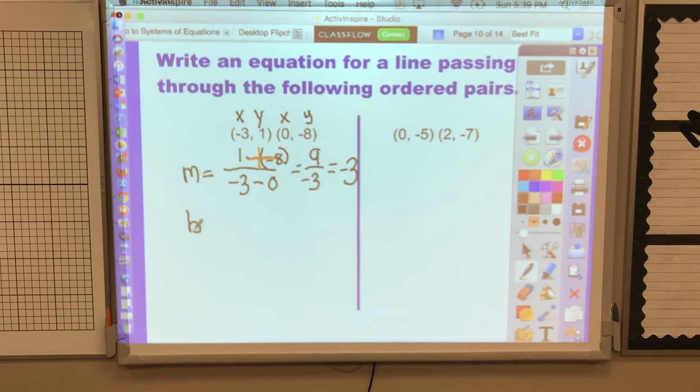Now like I said, we need to find b, like all the other ones. But this one doesn't take any work. You just need to look at your ordered pairs. Remember, your b is in the ordered pair where x is 0. So that makes this -8 our b, our y-intercept. And now I'm ready to write that equation. y equals m, -3, x plus b, which b is a -8, so it's -8.